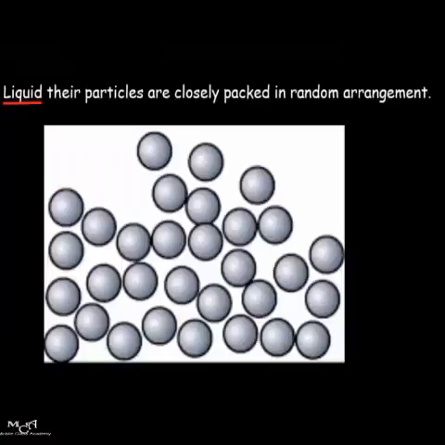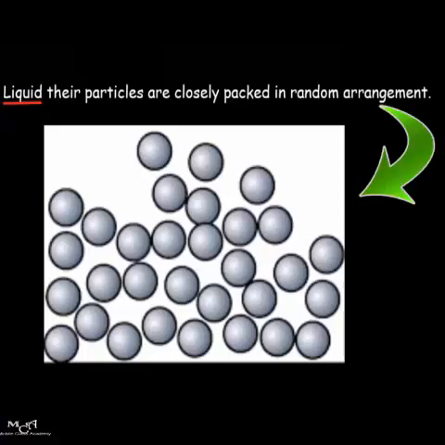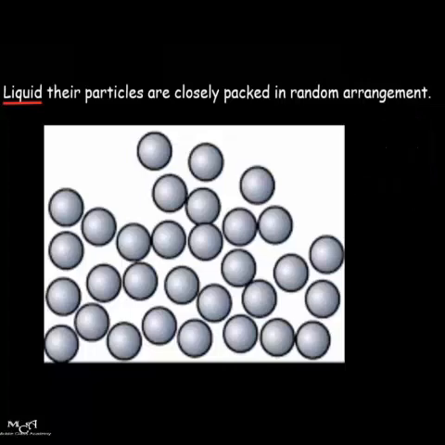Now let's talk about liquids. The particles of liquids are loosely packed or closely packed in a random arrangement. The particles can move through the liquid, but they cling together. This is the diagram of a loosely packed liquid, which we said has particles that are loosely packed. You can see there are spaces in between them. This is what the diagram of a loosely packed liquid looks like.